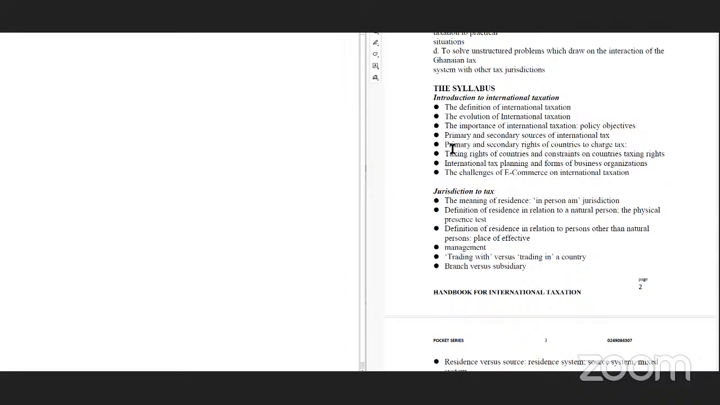So from there, we have to look at the primary and secondary sources of international tax, okay? We look at the primary and secondary rights of countries to charge tax. We look at taxing rights of countries and constraints on these taxing rights, international tax planning and forms of business organization. So for instance, if you come to Ghana, should you set up as a sole proprietorship? Should you set up as a partnership? Should you set up as a company? And what are the tax issues around it? Do you get it?